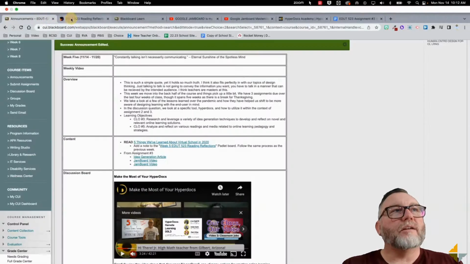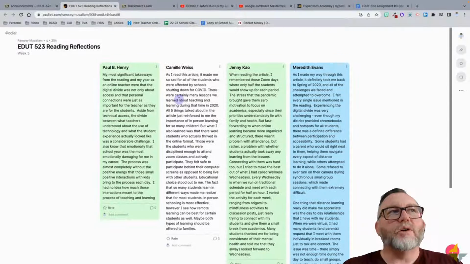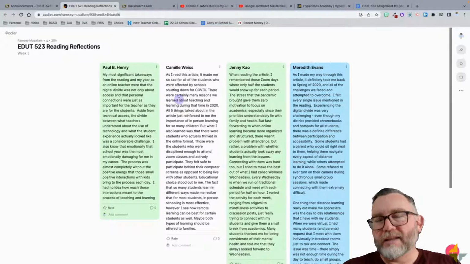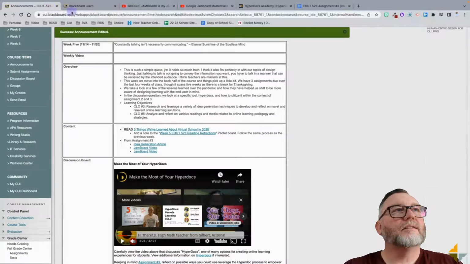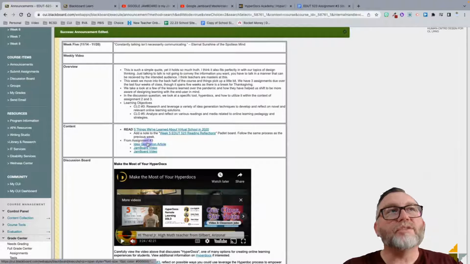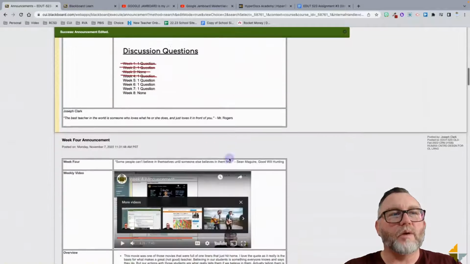And then from there, once again, don't forget to post on the Padlet. That's for students that span both courses. After that, there we go into information from assignment 3. I'm going to scroll down real quick.